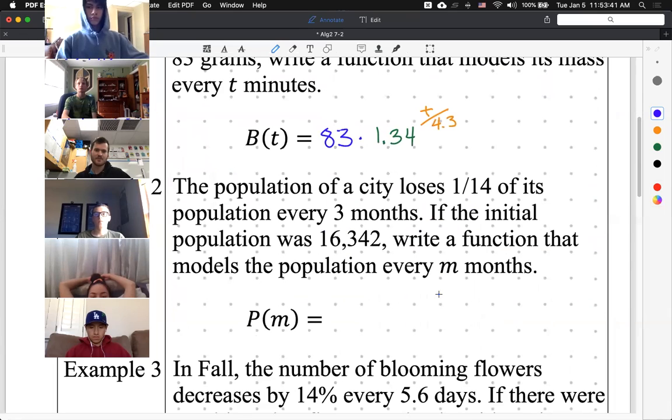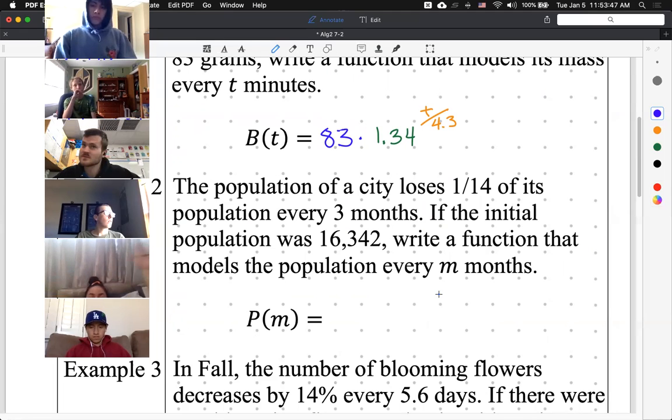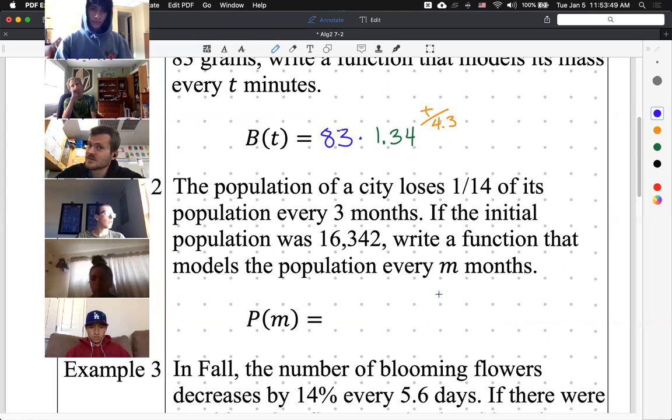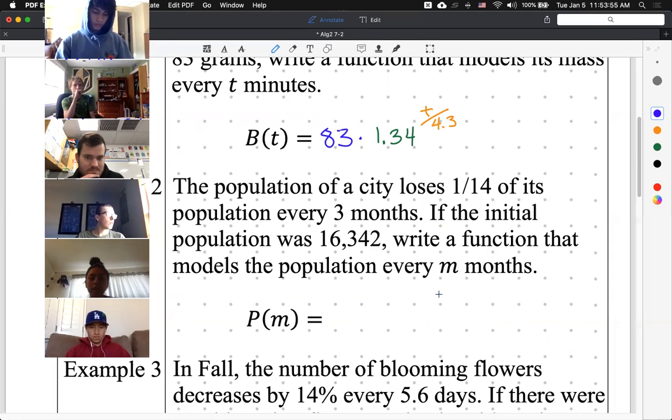All right, let's try another one. Another beautiful voice, example 2. Jade, yeah, go for it. The population of a city loses 1/14 of its population every 3 months. If the initial population was 16,342, write a function that models the population every m months.